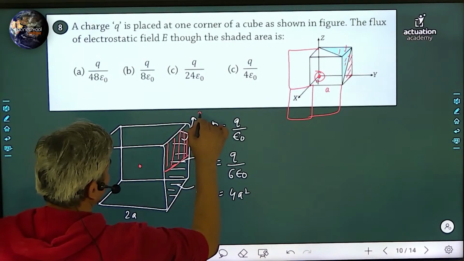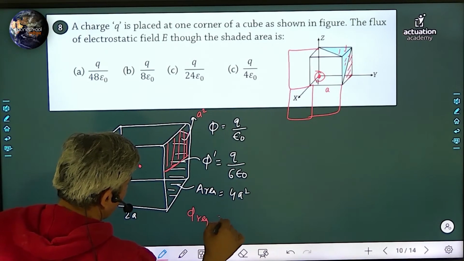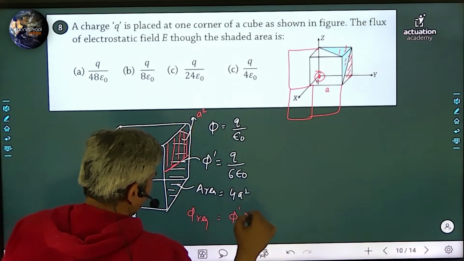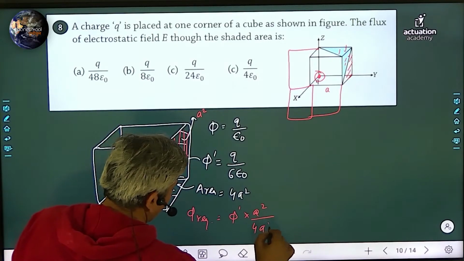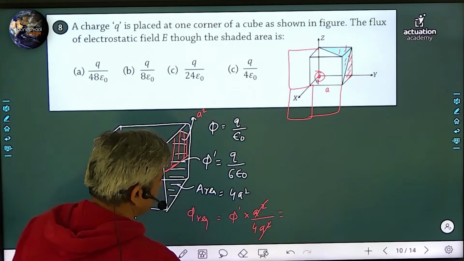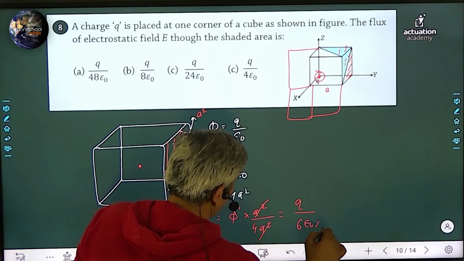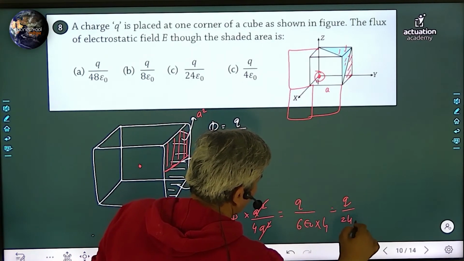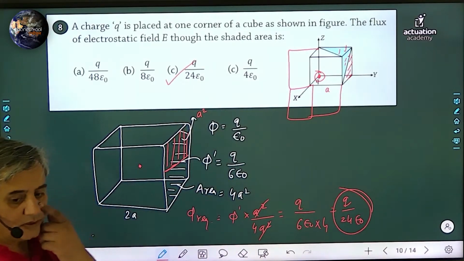The area of this bigger face is 4a square, whereas this area is only a square. So the flux required will be the flux phi dash multiplied by the area through which we have to find the flux, divided by the total area, 4a square. The a square will cancel out, giving Q divided by 6 epsilon naught into 4, so that will give us Q over 24 epsilon naught. So option C is the right answer.